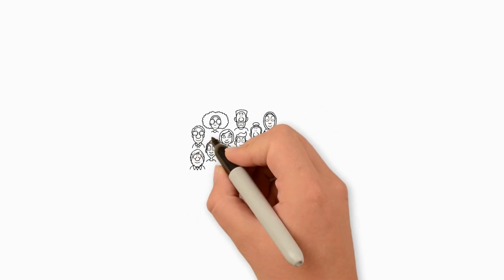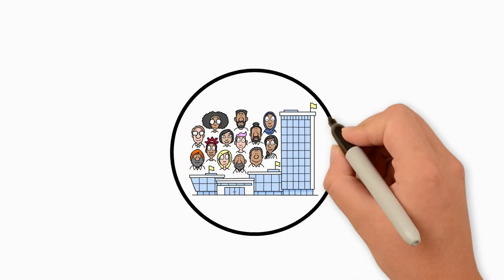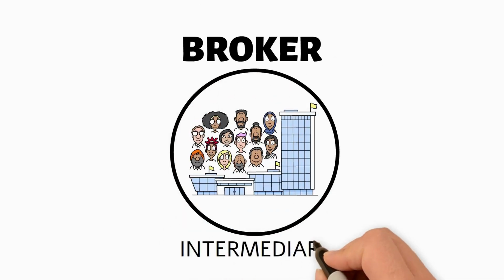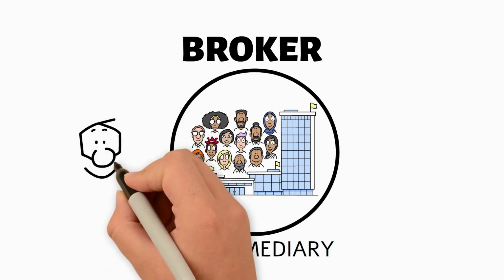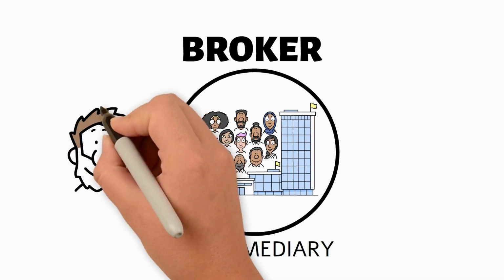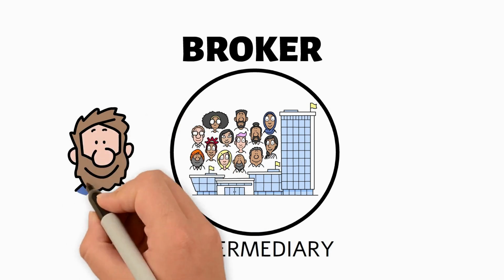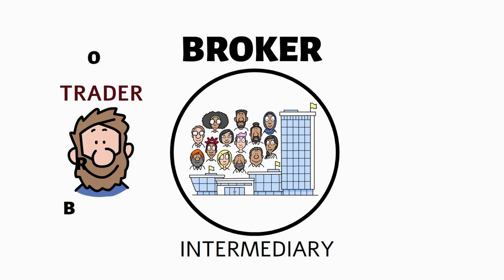As you already know from previous lessons, to trade, you need a broker, an intermediary, that connects you to the markets. Remember, a broker is a company, never a person. An individual can only be a trader. A broker can never be a physical person.